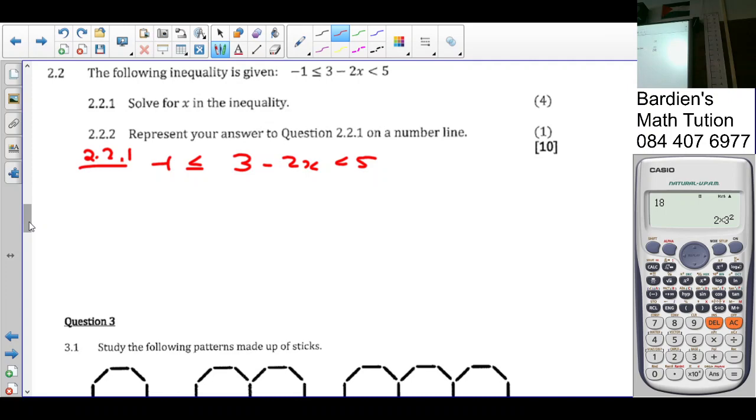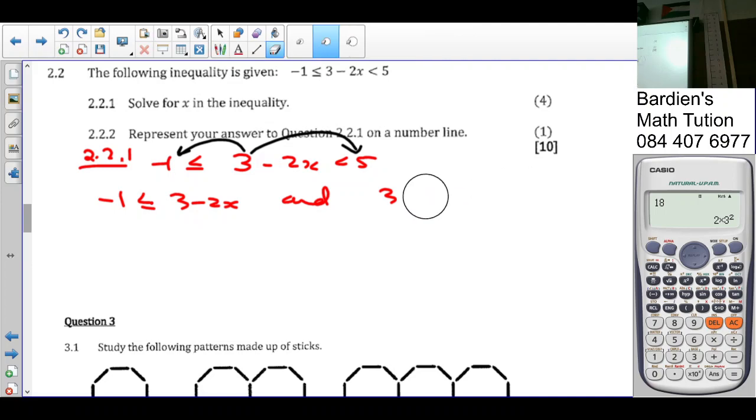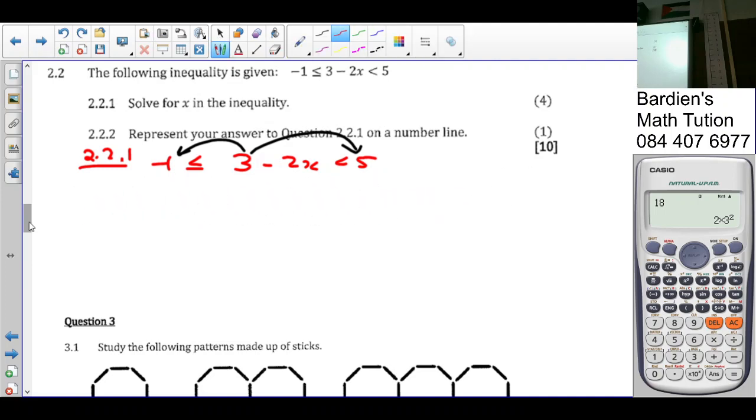To solve this, I need to get x on its own first. So the 3 goes both ways, because it's a 2 in 1. If you want to write it apart, it would be negative 1 is less than or equal to 3 minus 2x, and 3 minus 2x is less than 5. But we don't have to write it apart. So it's going to be negative 1, this 3 taken over becomes minus 3, as we do in an equation, and it's going to be 5 minus 3. So negative 2x is greater or equal to negative 4, and 2.